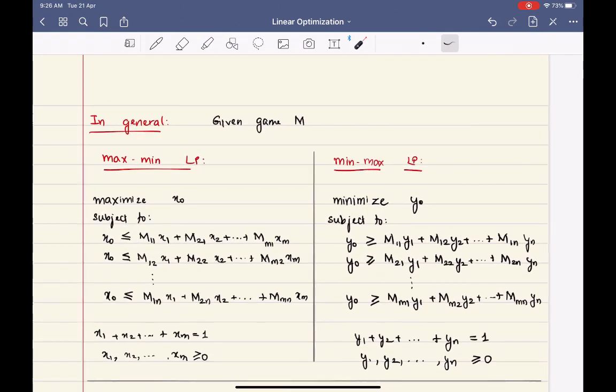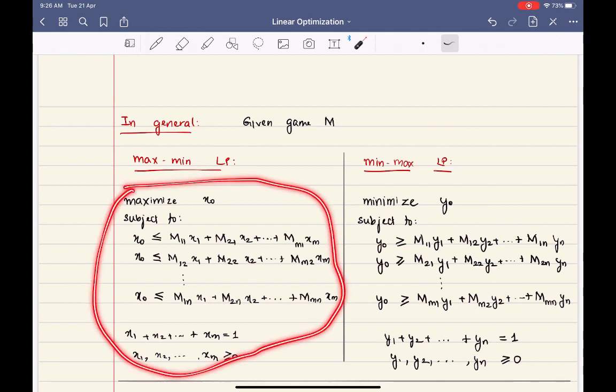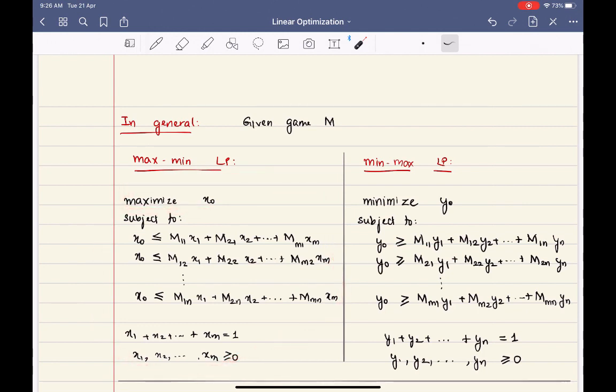In general, if we are given a game, if we write the LP for max min and min max, we will see that they are duals of each other. So in general, how would you write the max min LP? So let me go through that. So of course this is maximize x0.